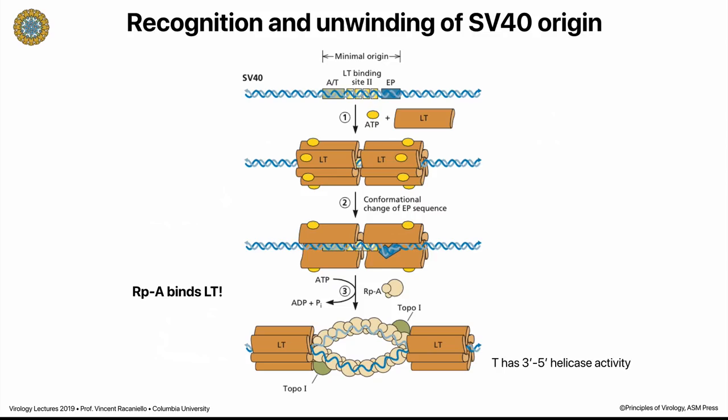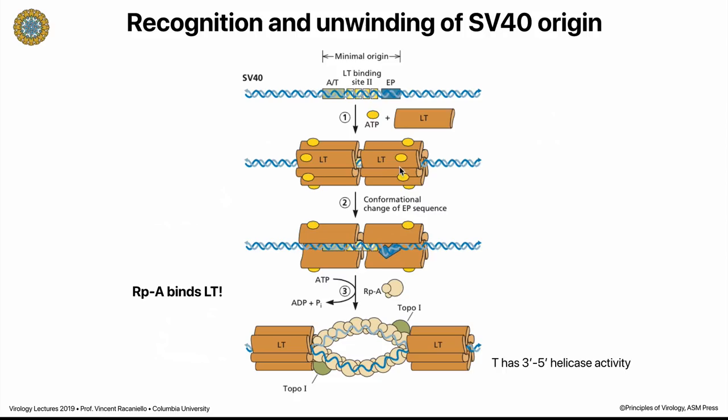Large T is shown in these oblong brown shapes. These are each a monomer of large T. These bind to specific sequences at the origin of SV40 replication. And in fact, it binds as hexamers. You can see there are two hexamers here in the second line. What that binding does is two very important things. First, it denatures the origin. The origin, of course, is double-stranded, but has to be separated so the two strands can be replicated by DNA polymerase. So one of large T's functions is to denature the origin of replication, and it denatures it in an ATP-dependent fashion. That's where all these orange or yellow ovals are.